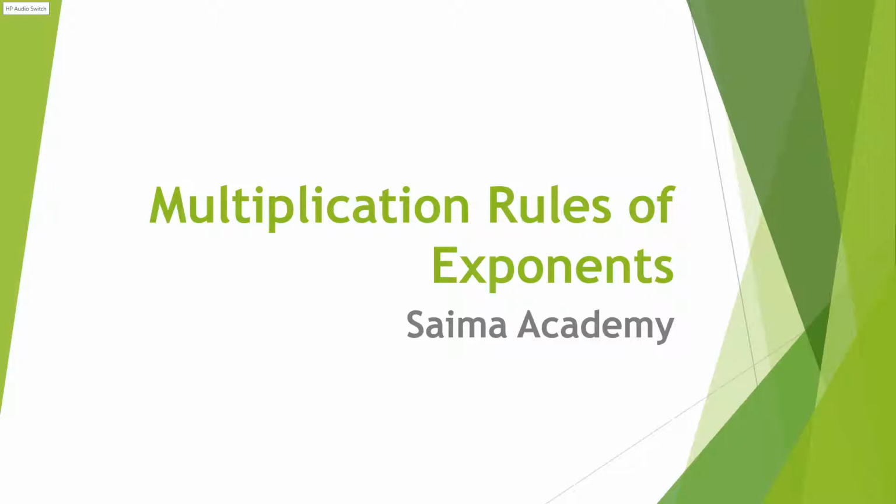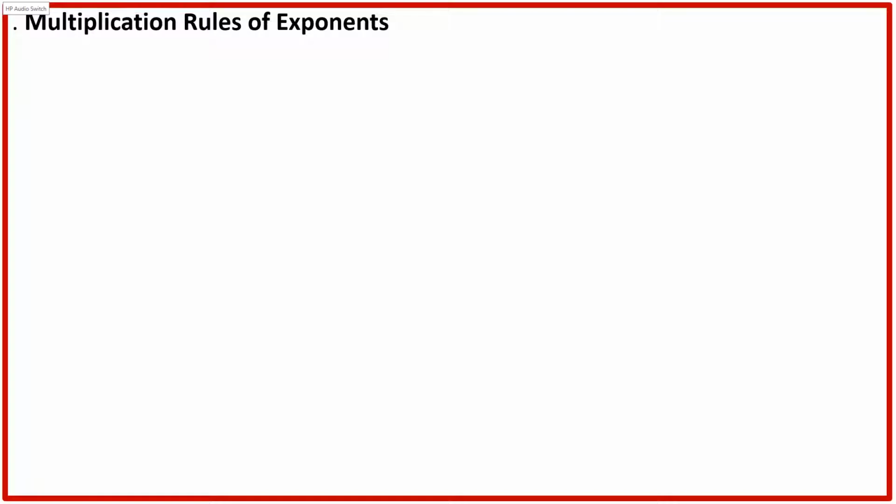In this lesson, we will discuss the multiplication rules of exponents, three rules we already discussed in the last lecture, but here I will explain them one more time. Then we will solve a few questions related to the rules of exponents. So the first rule of exponent is a exponent m, times a exponent n, equal to a exponent m plus n.